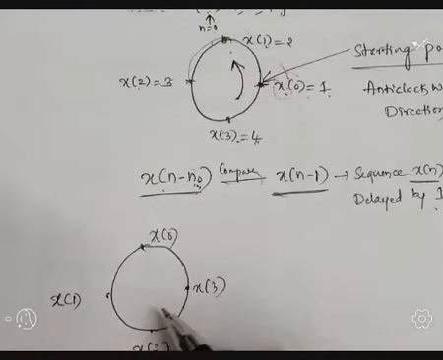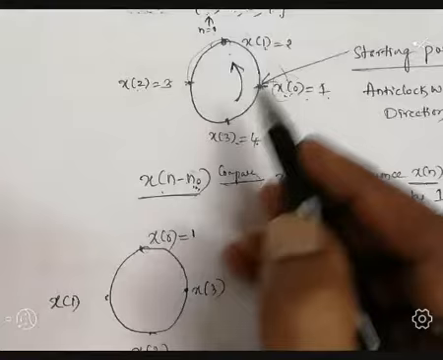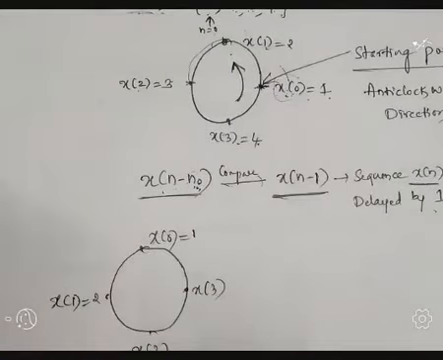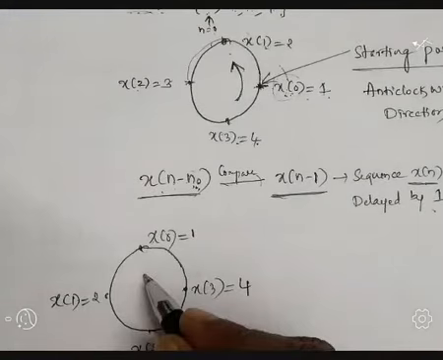And write the corresponding value. X of 0 is what? 1. X of 1 is what? 2. X of 2 is what? 3. X of 3 is what? 4. So nothing but compare these two things.